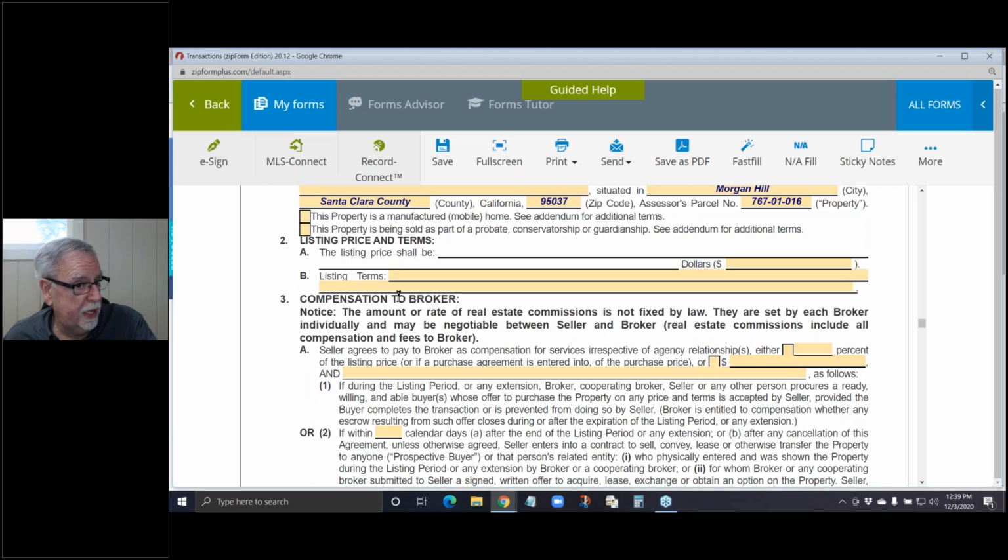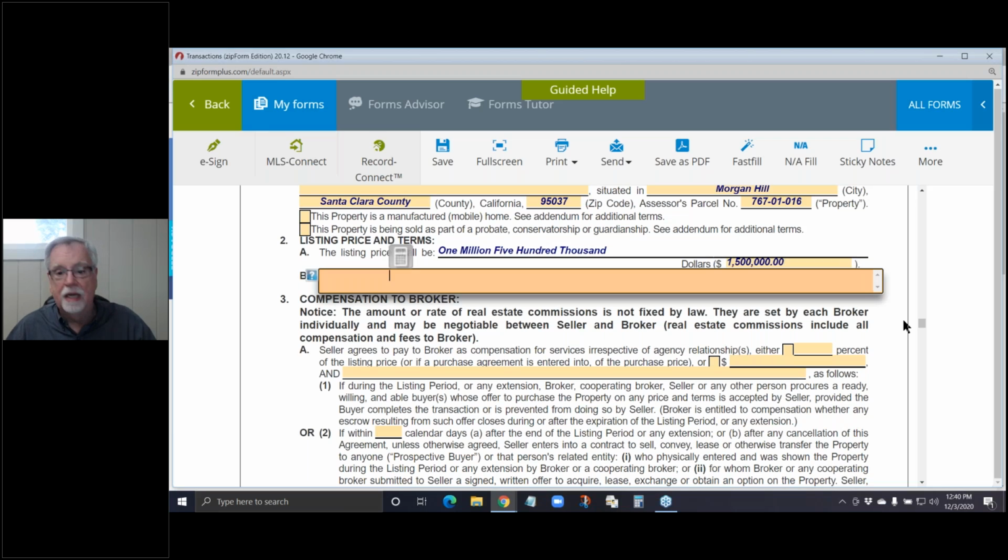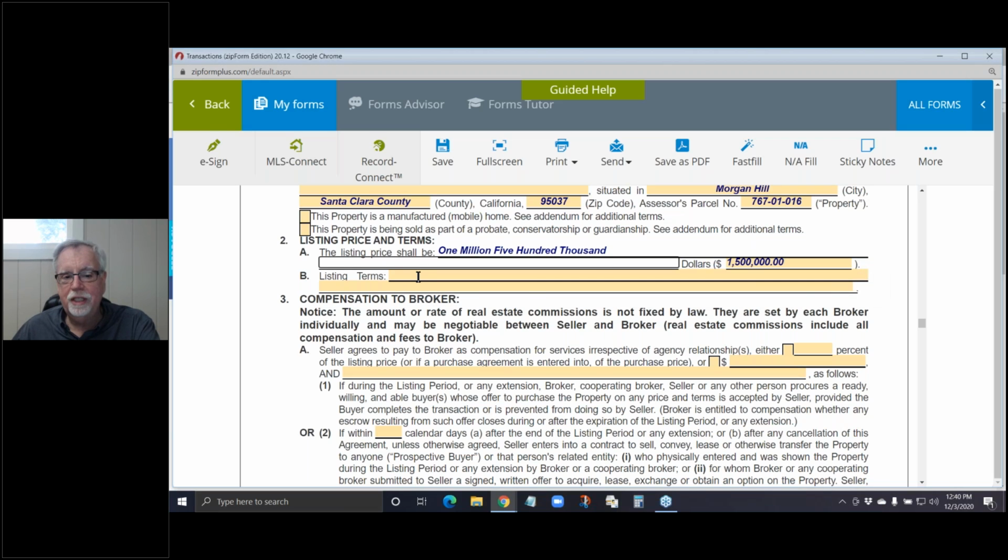Listing price and terms. We will start with just, let's say, the price, 1.5. Now, other terms, that's this next box. Let me see if I can get back. Listing terms.